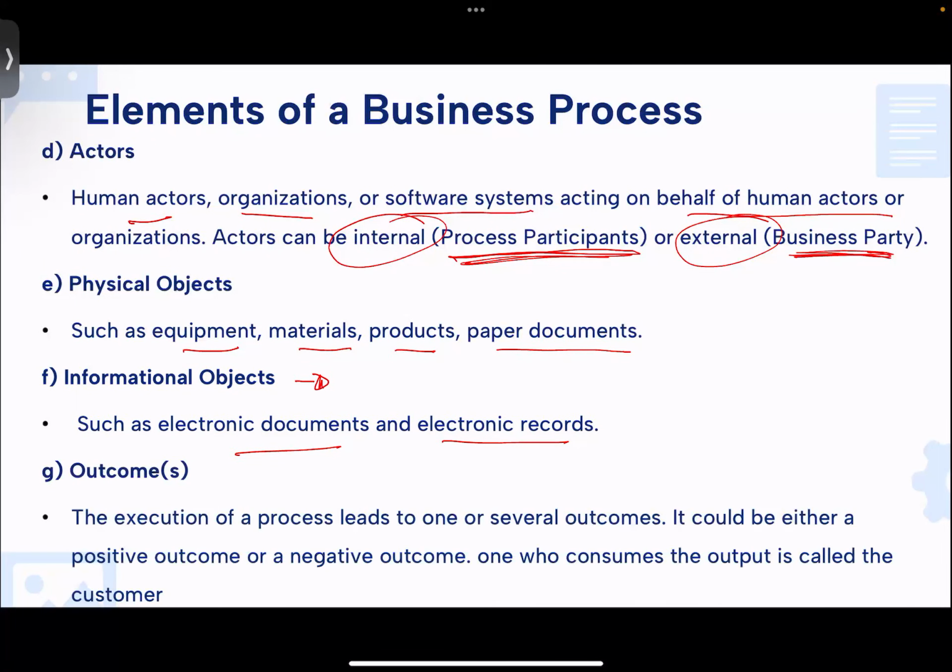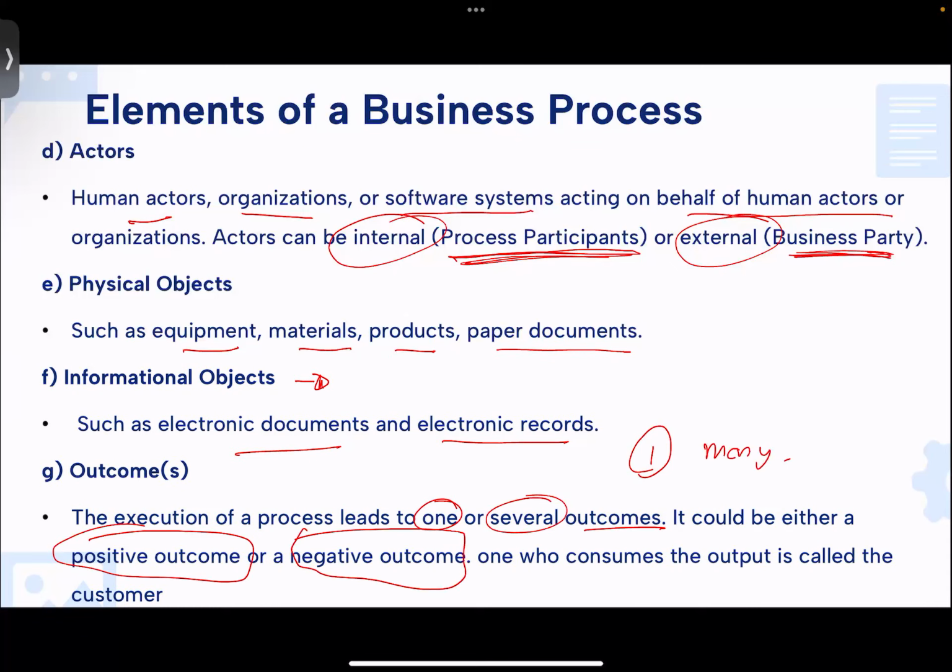Okay, so the next one is outcomes. As we mentioned earlier, when you go through a process, there should be an outcome. The execution of a process leads to either one or several outcomes. So it could be a single outcome or it could be many outcomes. When you consider outcomes, it could be a positive outcome or a negative outcome.